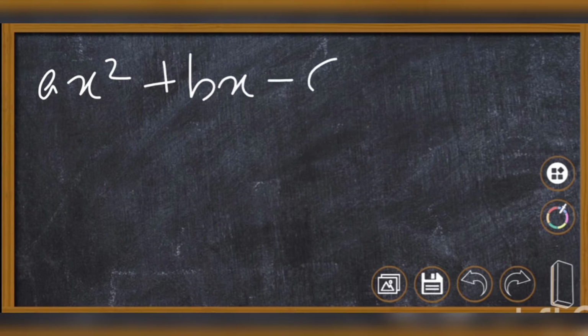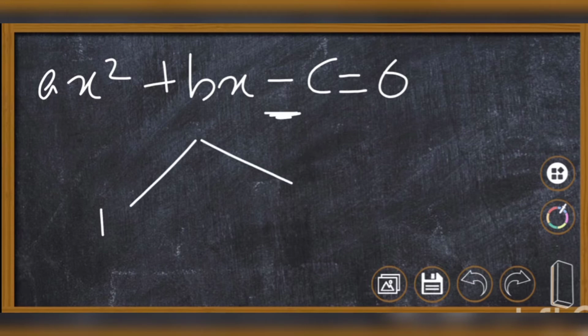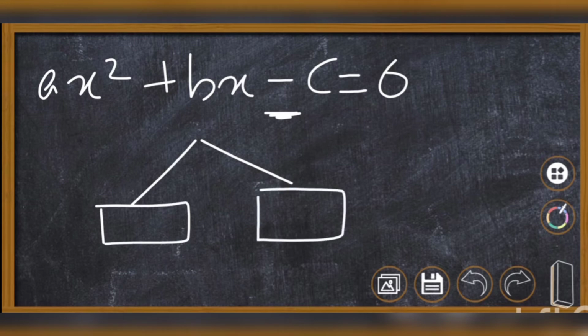Then the next form: ax square plus bx minus c is equal to 0. When the sign of c is negative, unlike the previous two forms where it was positive, the two roots will have different signs, that is, one will be positive and the other will be negative.